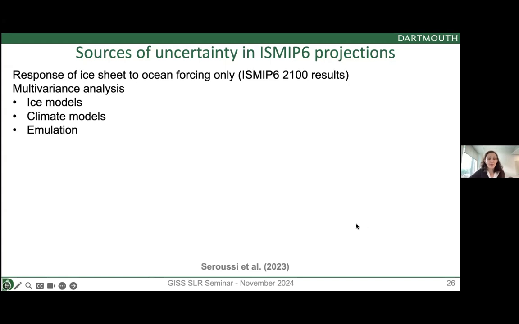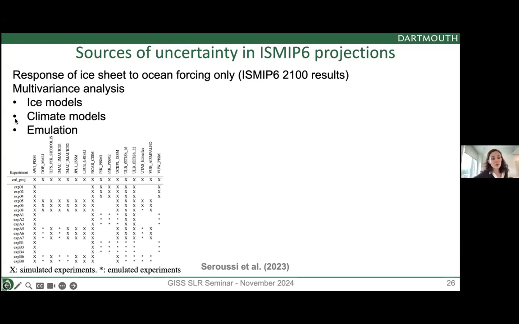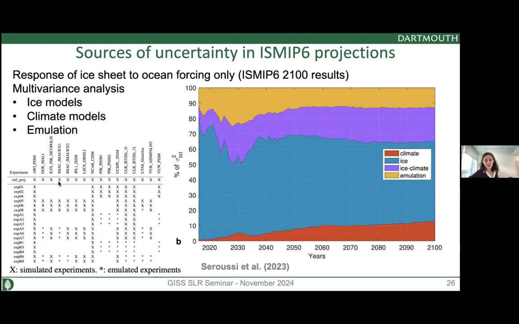Another thing is, not every ice model was able to do every experiment. And so first we need to use emulation to simulate experiments for which we don't have results. And so another source of uncertainty is the emulation. So what if we look at that? This figure here shows the percentage of the uncertainty coming from the climate model used, the ice model used, ice and climate interaction, which is mostly ocean, everything linked to ice-ocean interaction, as well as the emulation. And so we see here that the role of the climate forcing, first, there's nothing.